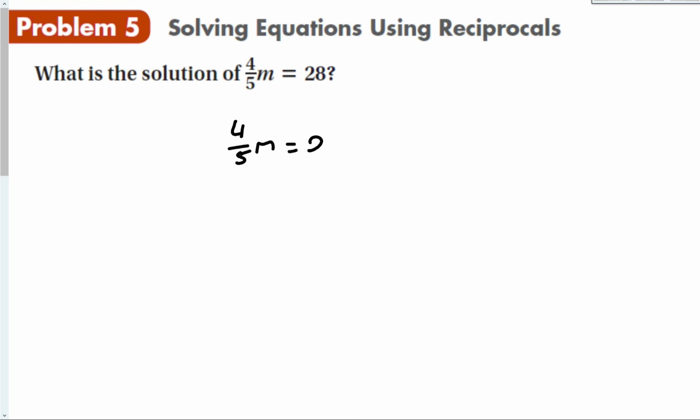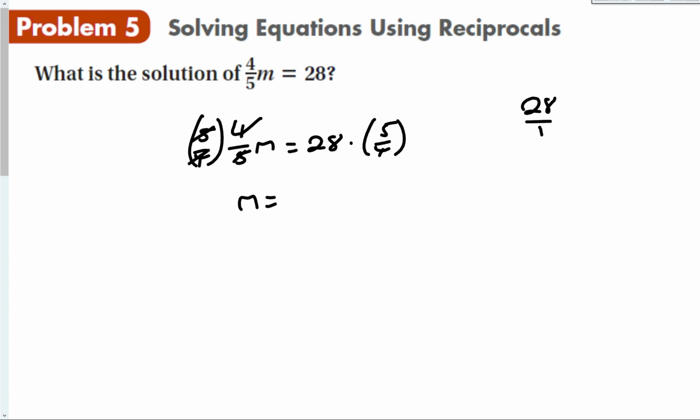Rewrite it. So when I look at this problem, I see 4 over 5. If I want to cancel 4 over 5, I can multiply both sides by the reciprocal. So I can multiply both sides by 5 over 4. So the 5's cancel, the 4's cancel, and we're left with m is equal to 28 times 5 over 4.